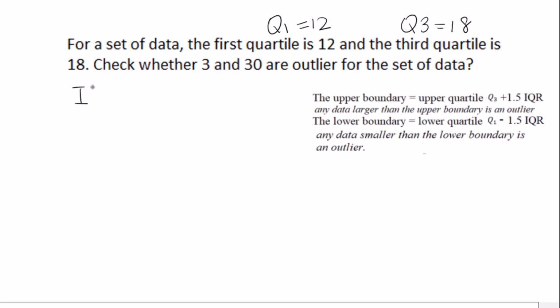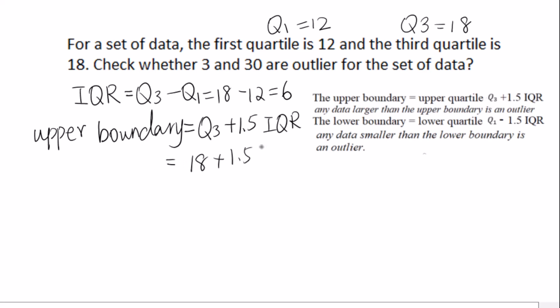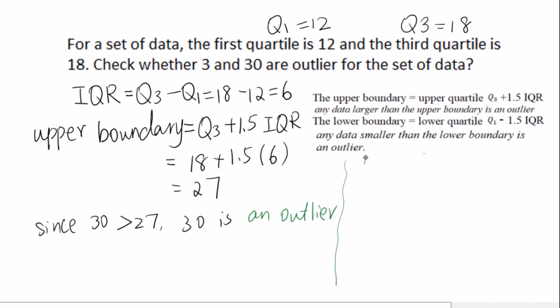First of all, we need to figure out IQR, interquartile range, Q3 minus Q1. That is 18 minus 12 equals 6. The upper boundary equals Q3 plus 1.5 IQR. That equals 18 plus 1.5 times 6. So we get 27. Since 30 is greater than 27, 30 is an outlier.